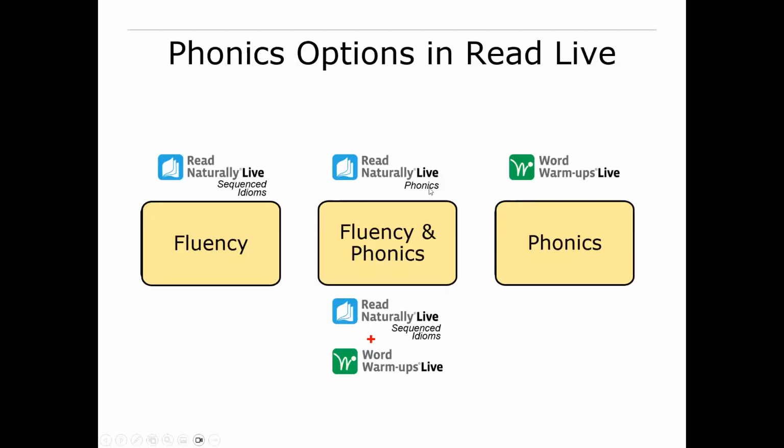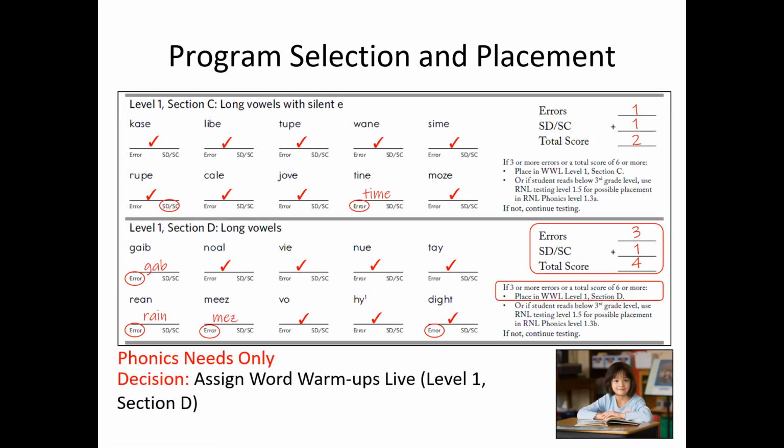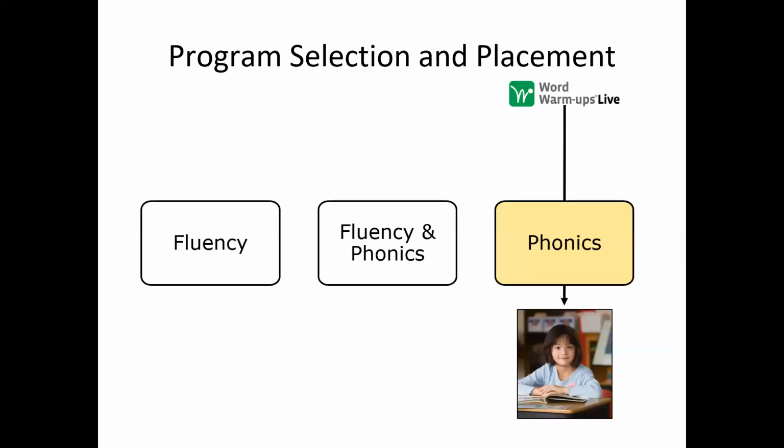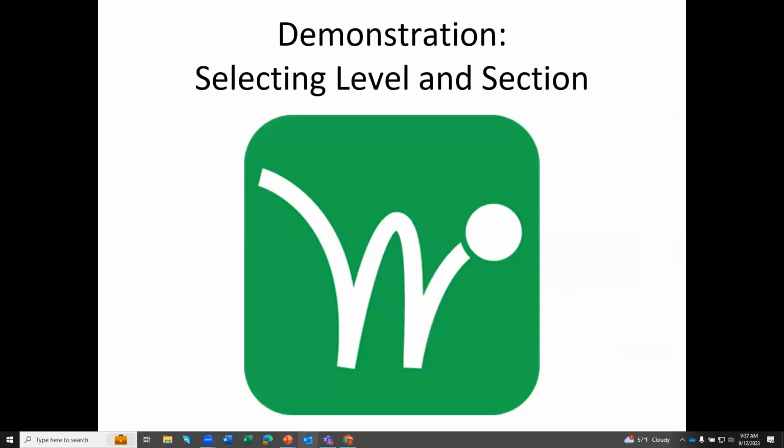So here are all of our options. Marcy was the student who only had phonics needs. So we placed Marcy based on that second assessment that we discovered. Yep, Section D is what she needed to work on. Because she only has phonics needs, I'm going to assign her Word Warm-Ups Live Level 1 Section D. Marcy's done.